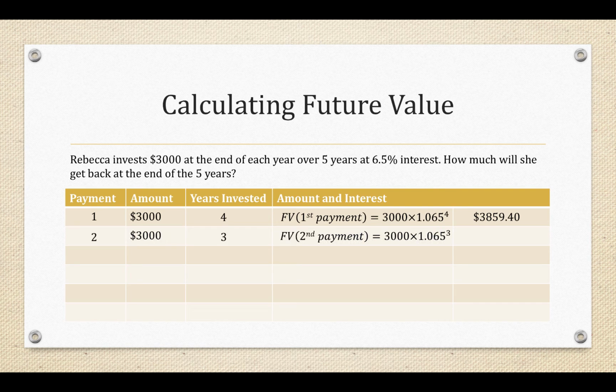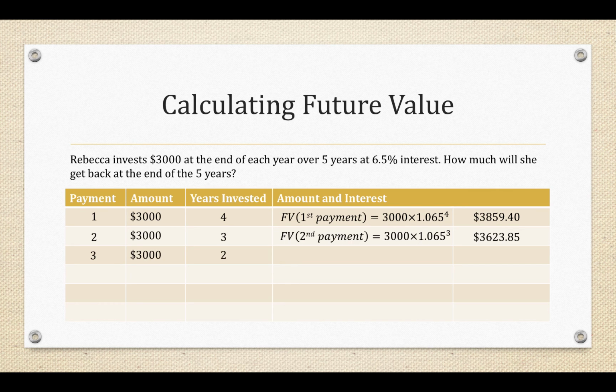Her second payment will be invested for 3 years, as we looked at. So that gives us 3,000 times 1.065 to the power of 3. So when we pop that into the calculator, we get $3,623.85. So the second payment should be less than the first because it's only been there for 3 years, not 4.